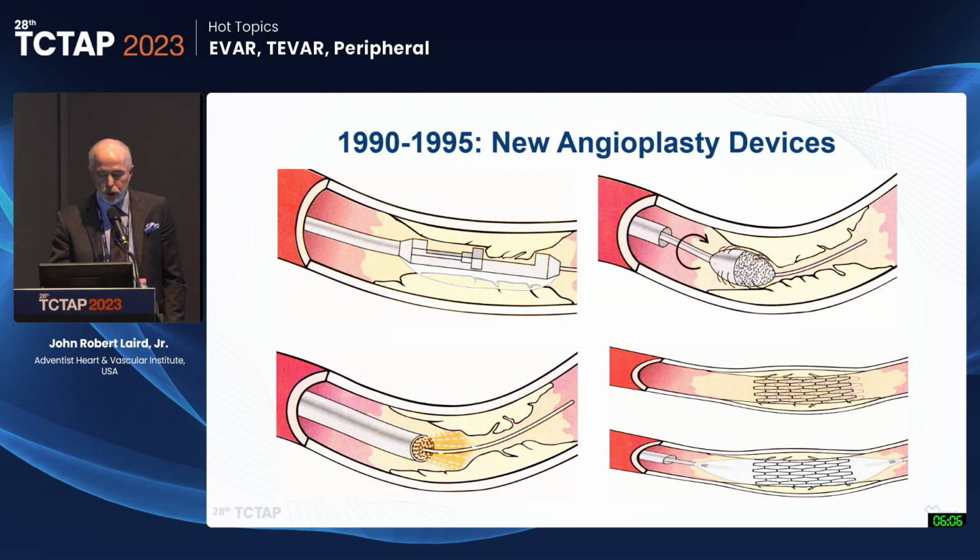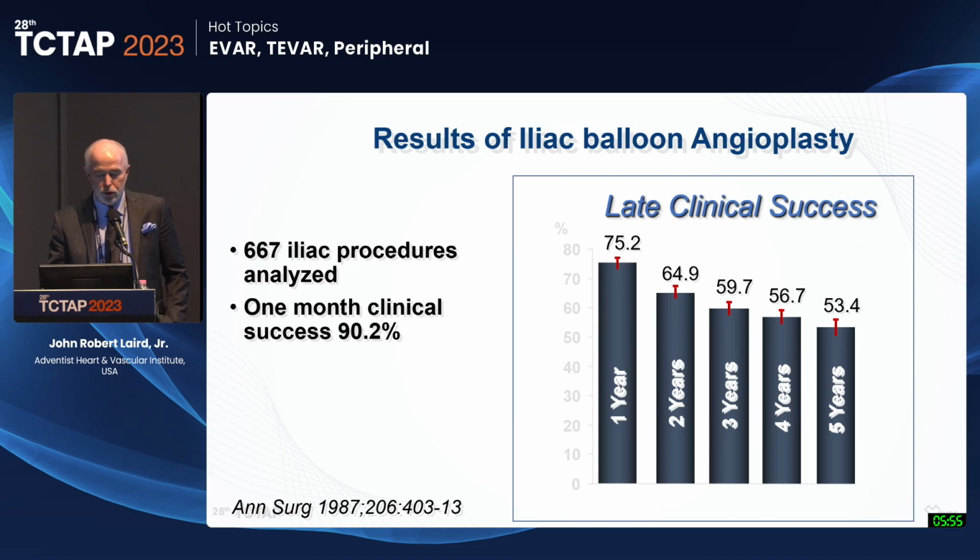And so there was a lot of enthusiasm about the new devices that were introduced in the early 1990s, including the atherectomy devices and stents. What about the state of the state with regards to peripheral artery angioplasty at that time in the 1980s? Well, again, only balloon angioplasty was available. And if we look at the balloon angioplasty results in the iliac arteries, we see better results, probably in large part due to the size of the arteries, with 1 month clinical success in around 90% of cases, but significant drop-off in patency over time related to restenosis and to disease progression in the iliac arteries.